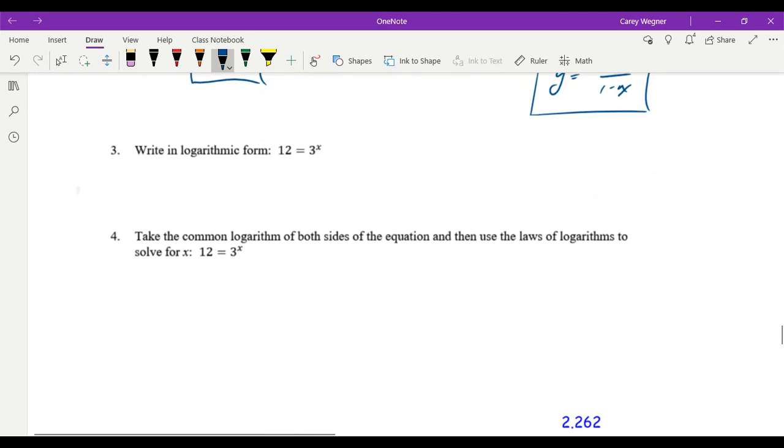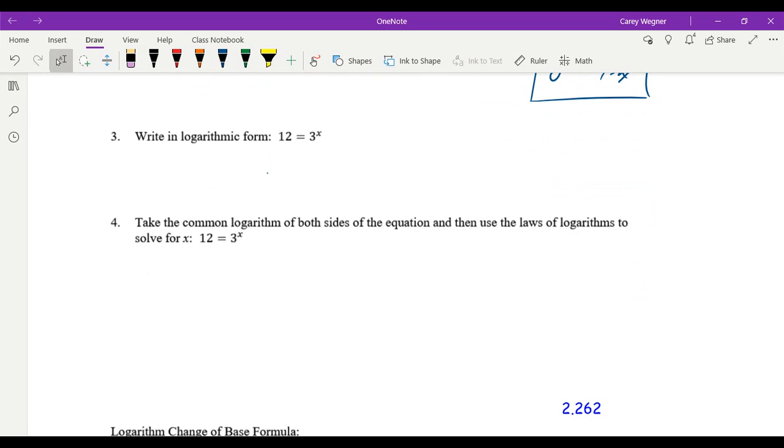Question number 3 is similar to our warm-up question. As we rewrite this, my base is 3, a logarithm is an exponent, and I'm taking the logarithm of the power. So again, question 4 is getting us to solve an equation, well, a different method for solving an equation. We're asked to take the common logarithm of both sides. So I'll do the log base 10 of 12 on the left, and I'll do the log base 10 of 3 to the exponent x on the right.